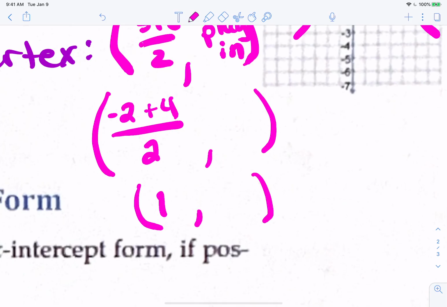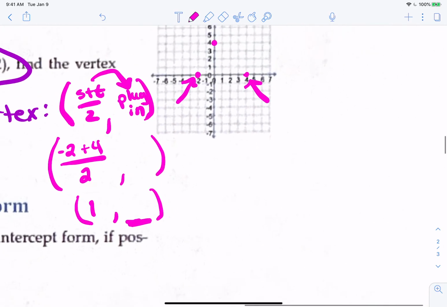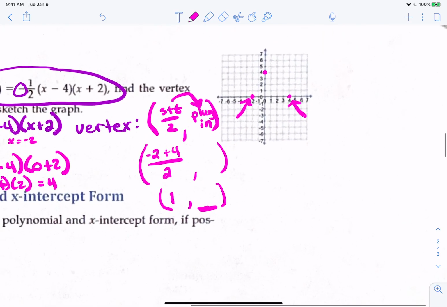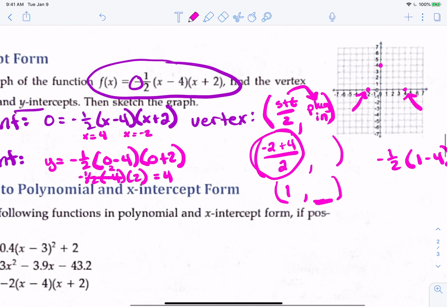Yeah? Okay, now I want to find this y-coordinate. So I'm going to plug that back into the equation. Negative 1/2 times 1 minus 4 times 1 plus 2. Wait, so S and T are... S and T are your intercepts. How do we decide what numbers? What do you mean what numbers to plug in? The 2 and the negative 2 and the 4? Yeah. This guy right here? That is these 2 guys.